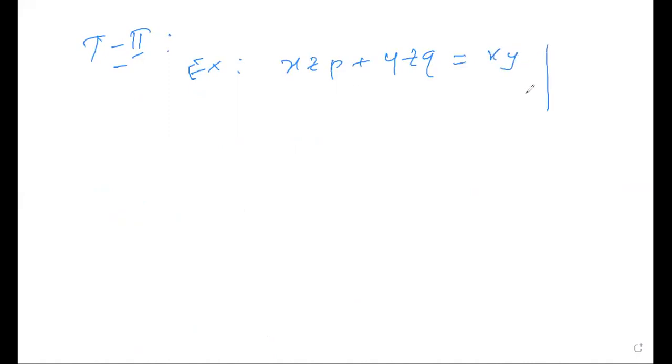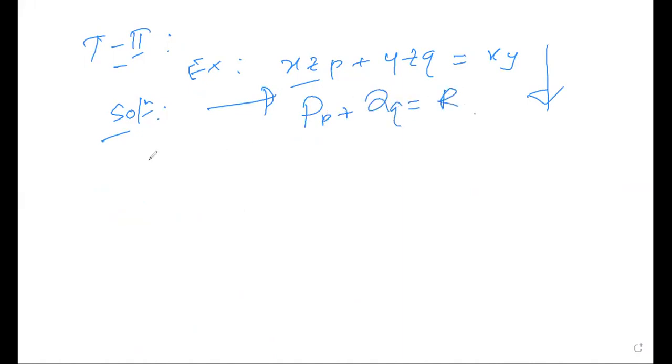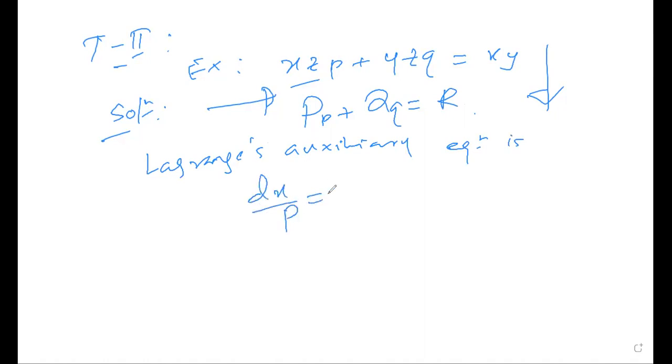So the working rule is the same. The solving method can be a little bit different from type 1. Okay, so let's solve this one. So the given equation is this. Okay, so it is already in the form of Pp plus Qq is equal to R. So the Lagrange's auxiliary equations is, what is that? dx over P, which is equal to dy over Q, which is equal to dz over R.